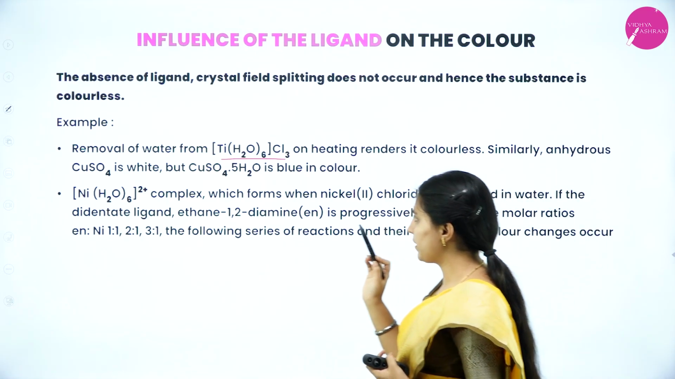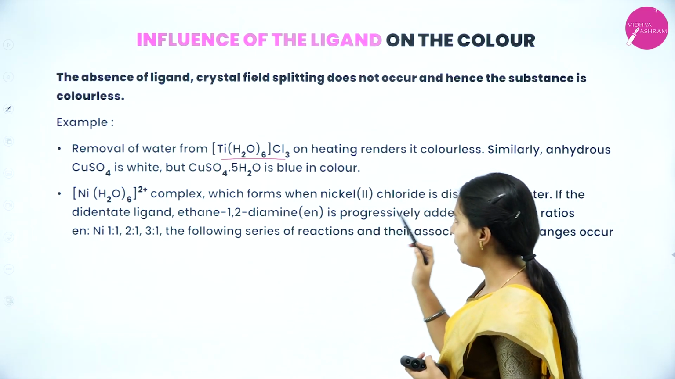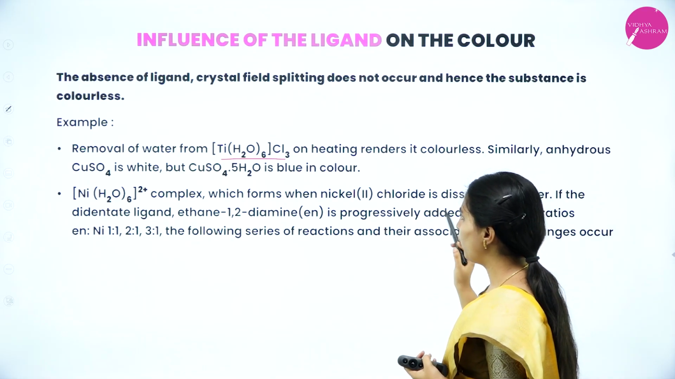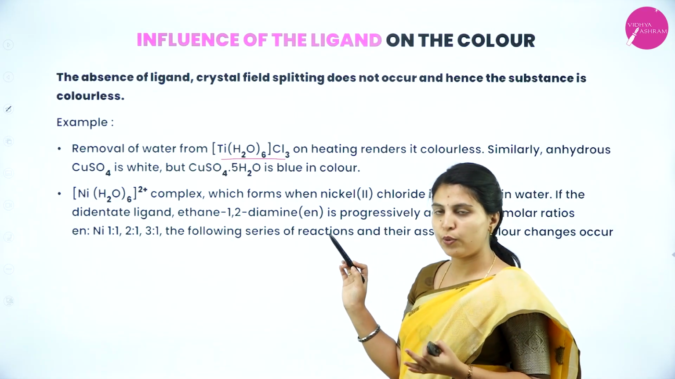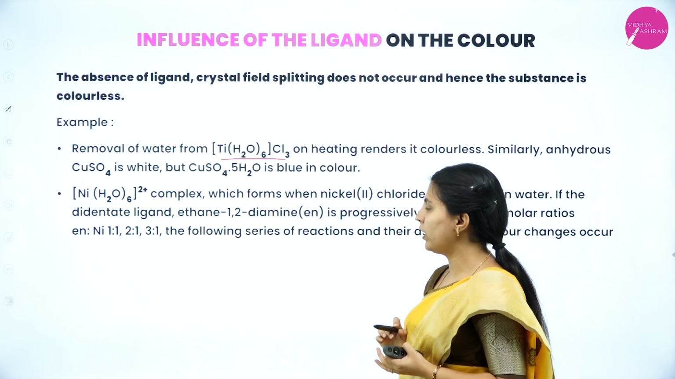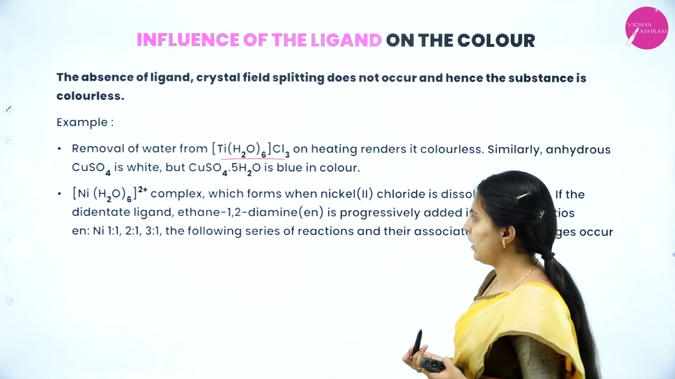Similarly, anhydrous copper sulfate is white, but copper sulfate pentahydrate is blue in color. Normal copper sulfate is white. When a ligand like water is added, it becomes blue in color.